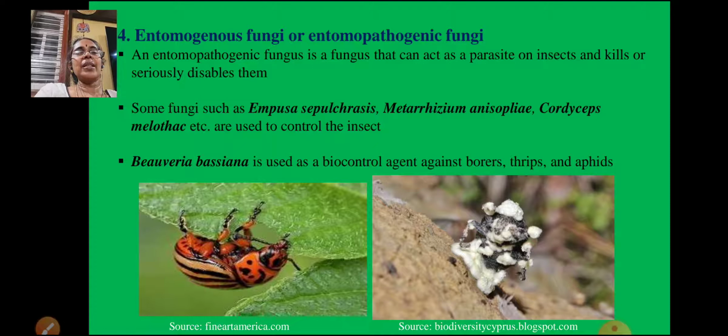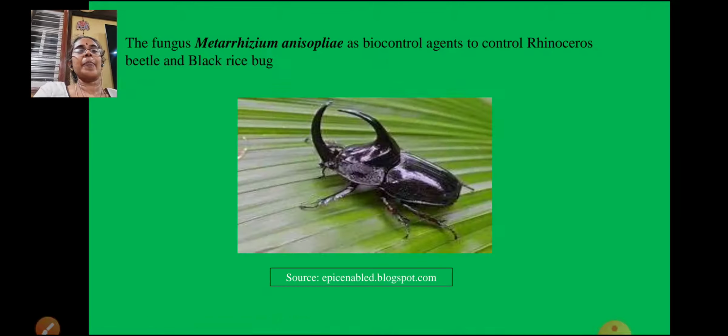Beauveria bassiana is used to control certain insects like borers, thrips and aphids. The fungus Metarhizium anisopliae is a biocontrol agent which controls the rhinoceros beetle and black rice bug.